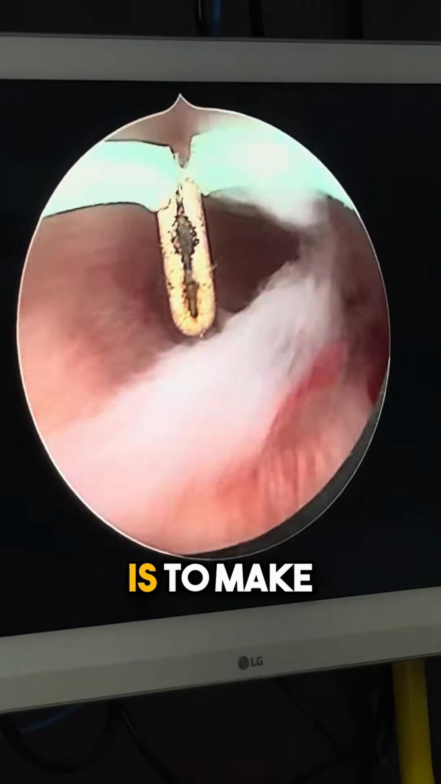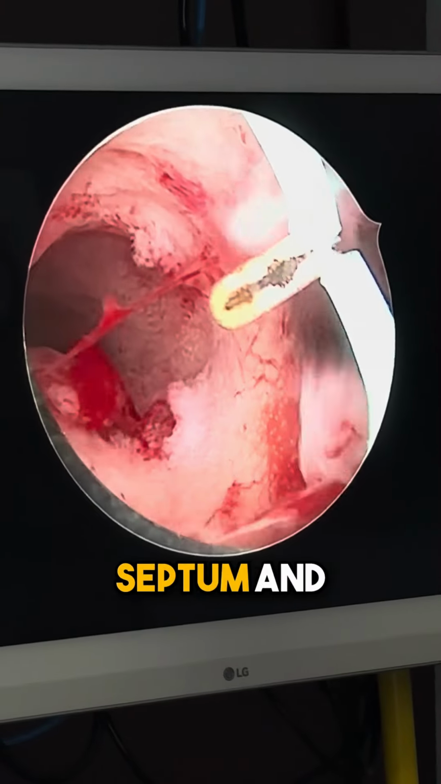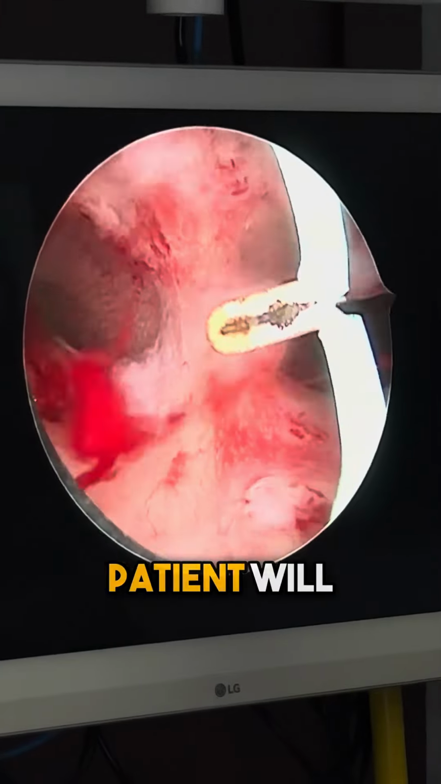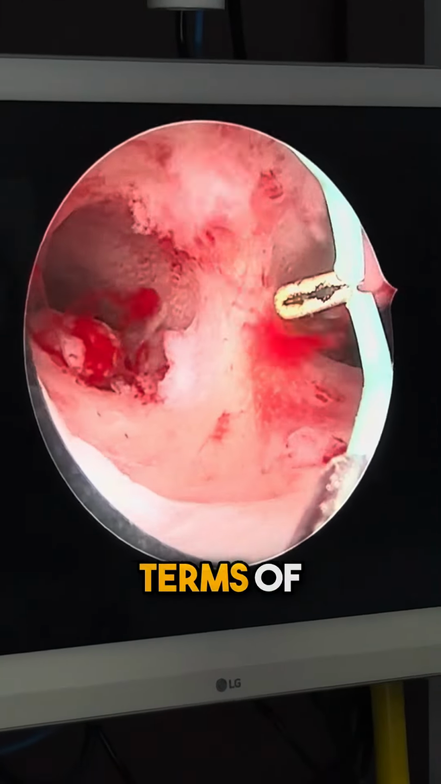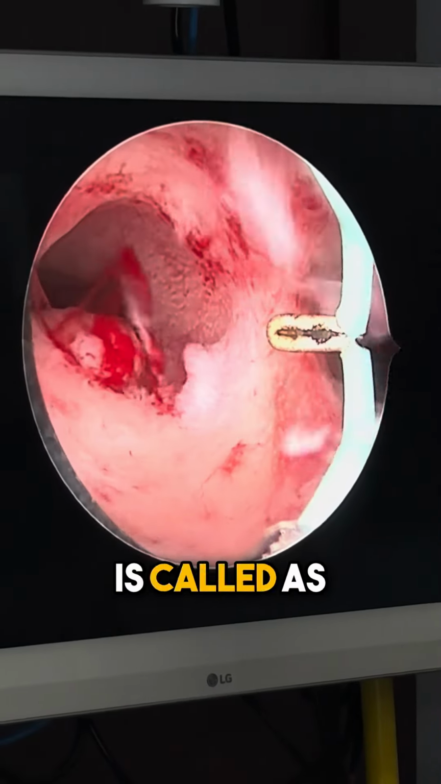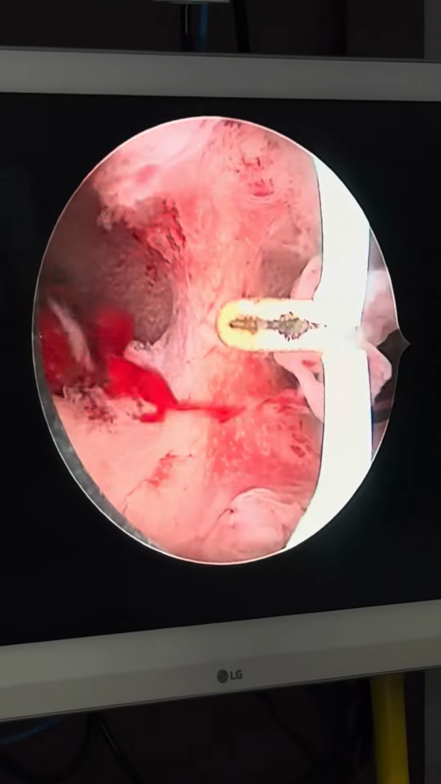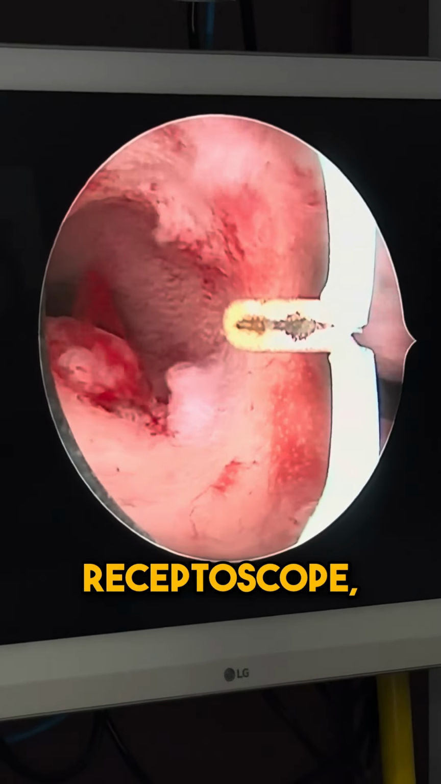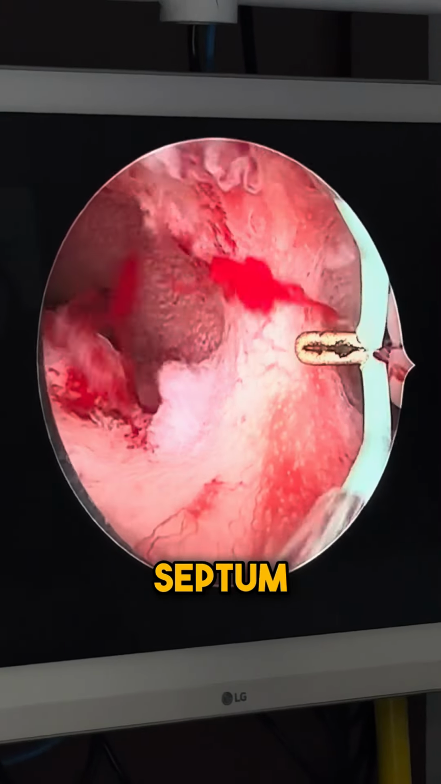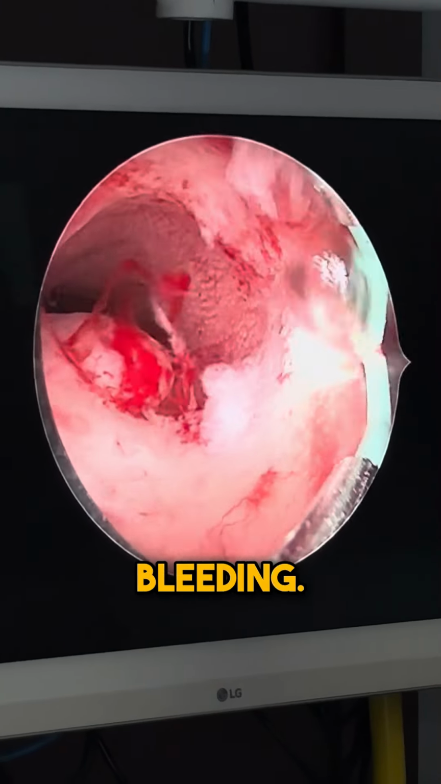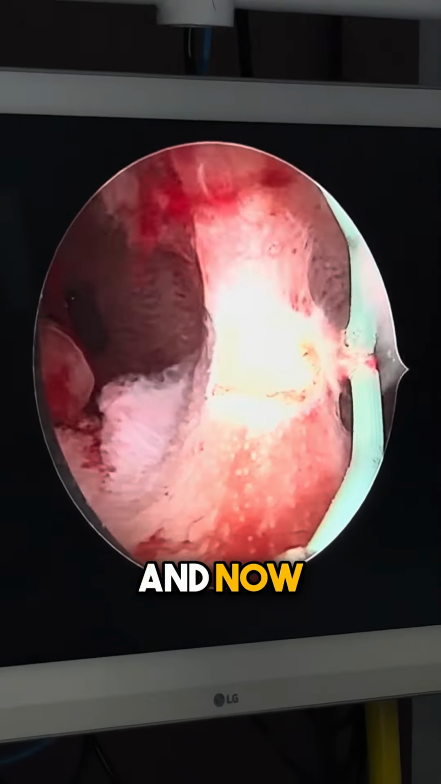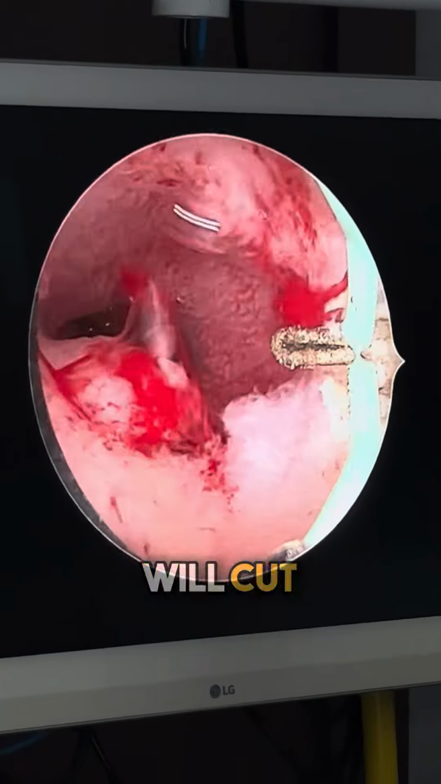Now our goal is to make sure that we cut this septum and make the patient's uterus absolutely anatomically normal, so that going forward the patient will not face any problems in terms of conception or abortion. Now the instrument which we are using today is called a resectoscope. With this resectoscope, we ensure that we can cut this septum without the risk of bleeding. Now you see this is the procedure where we are beginning, and in a couple of minutes we will cut this septum.